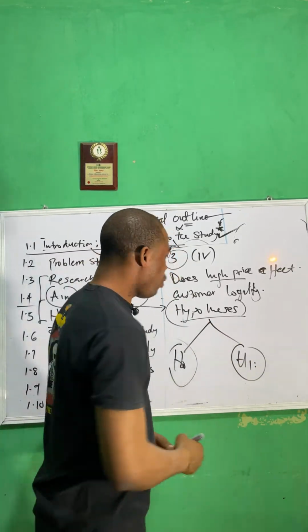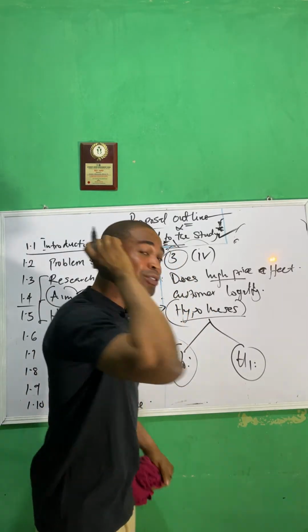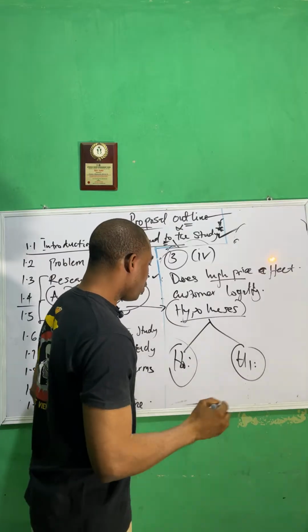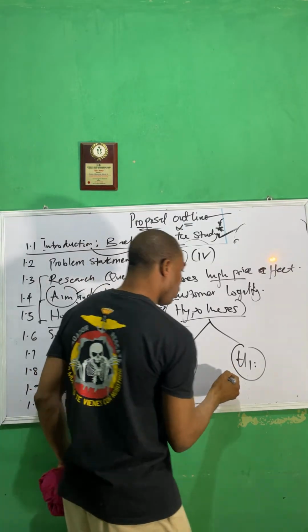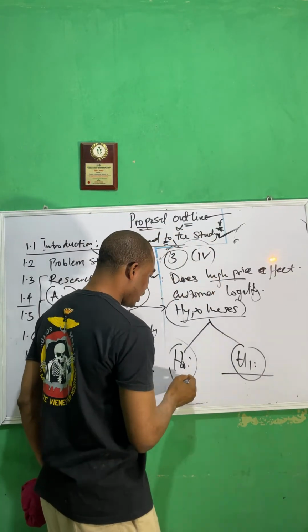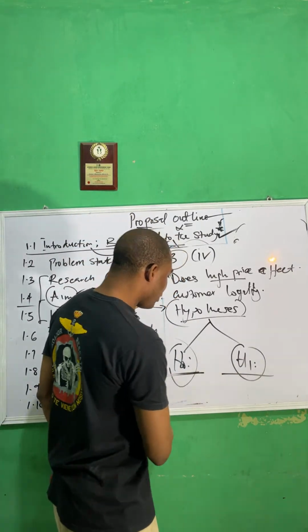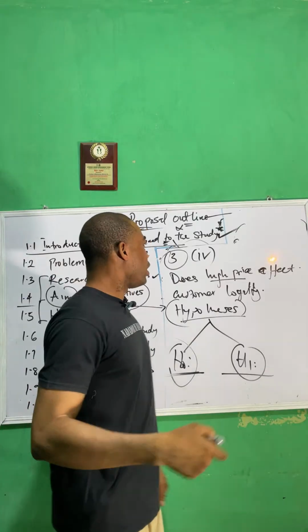So now the two types of hypothesis that we are talking about are the null hypothesis and the alternate hypothesis. The null hypothesis will be supporting, while the alternate hypothesis will be opposing it. The null hypothesis will be supporting it, the alternate hypothesis will be negating your statement.